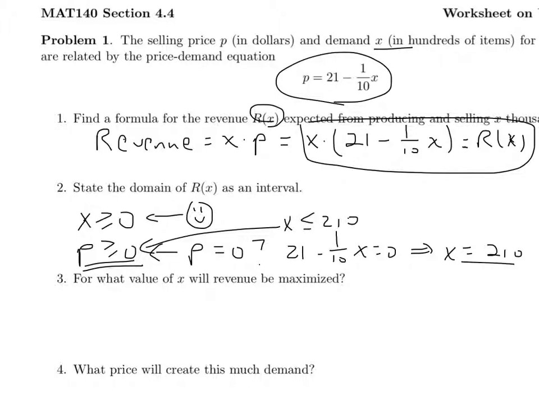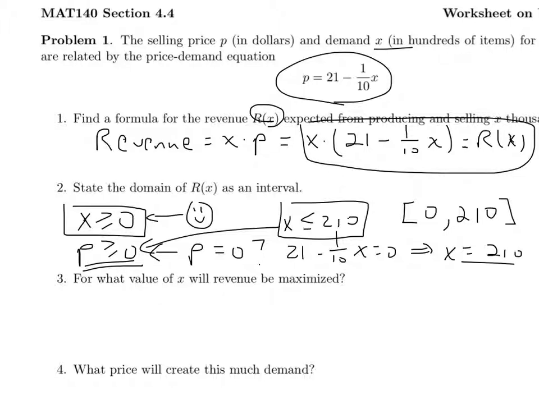So the two conditions I have are that x needs to be at least 0, and x can be no more than 210, the latter because that would drive the price to be negative. As an interval, we would write that as [0, 210] with square brackets to indicate that 0 and 210 are included.